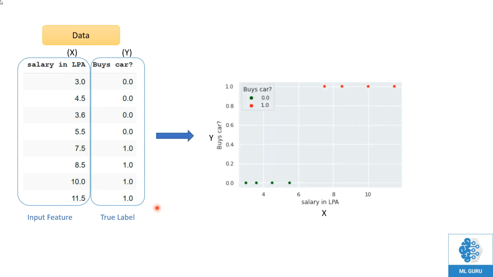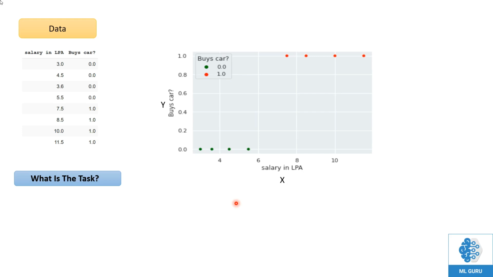Now let's convert this tabular format into graphical format. So each point or each row in this table is represented as a single point in this figure. Your x-axis contains the salary in LPA, and this y-axis contains the true label, meaning whether that person or user had bought the car or not. So I have denoted class 1 with red color and class 0 with green color.